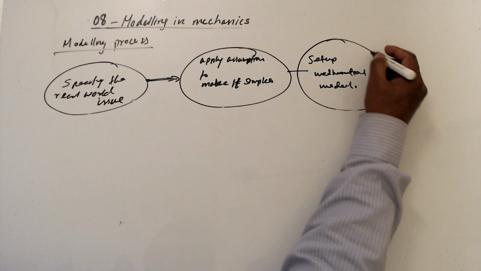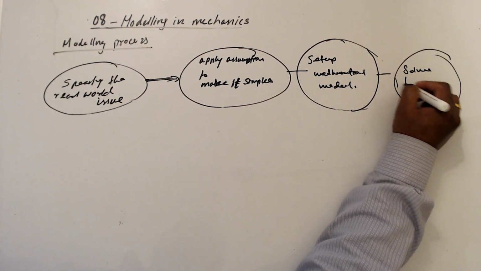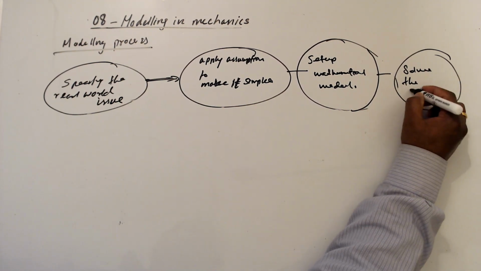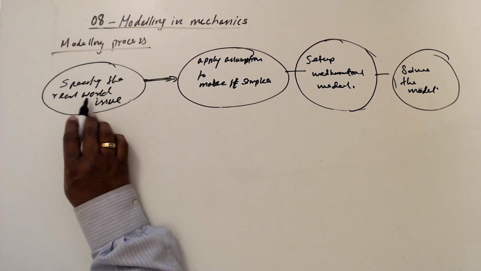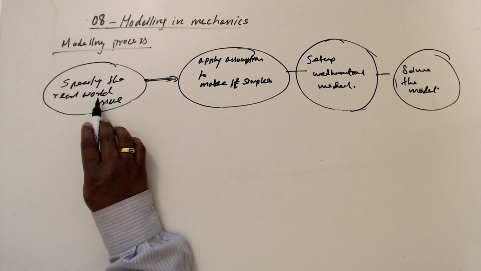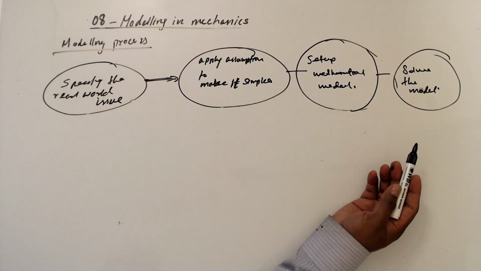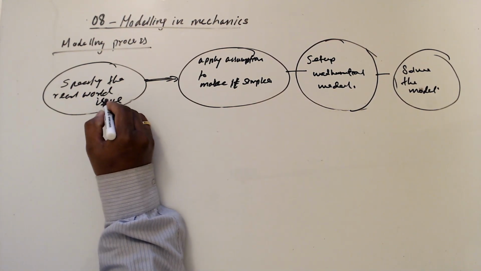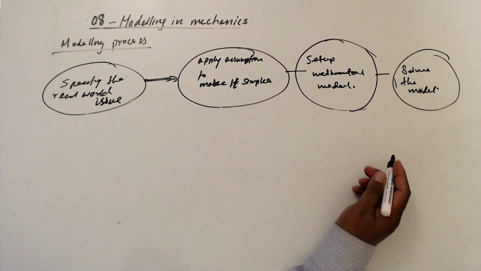Then solve the model. In here, specify the real world issue. This should be a clear statement of a situation and should specify the result required in the solution. So we know what we need exactly. So we define it here, and then we solve the model.